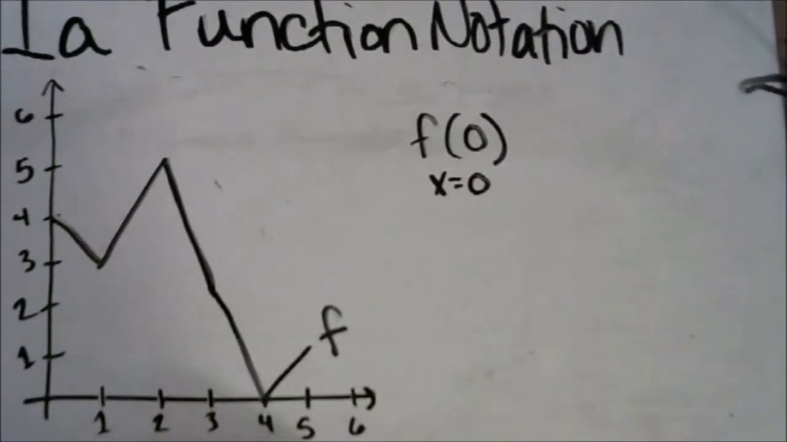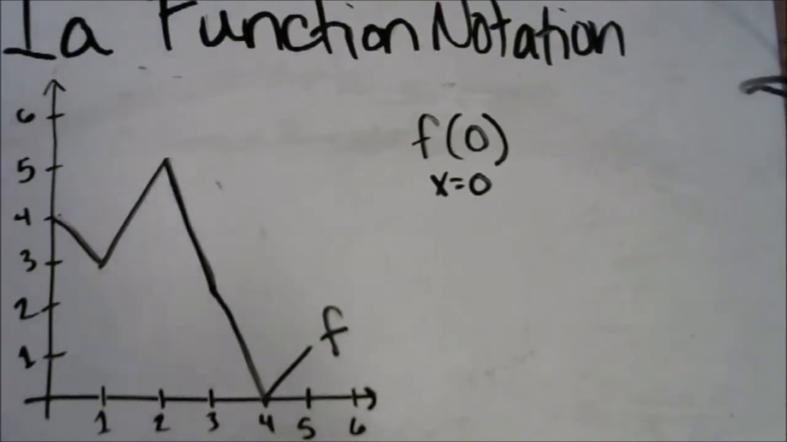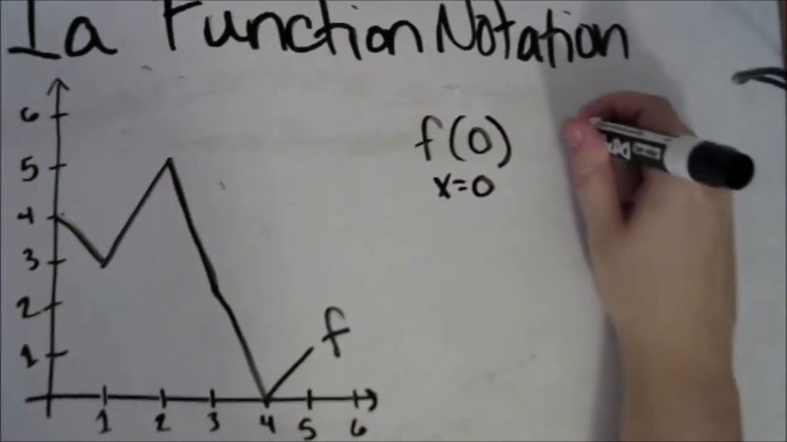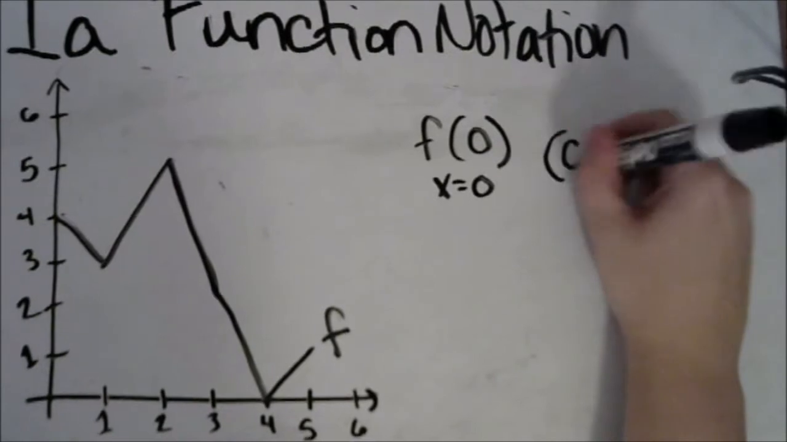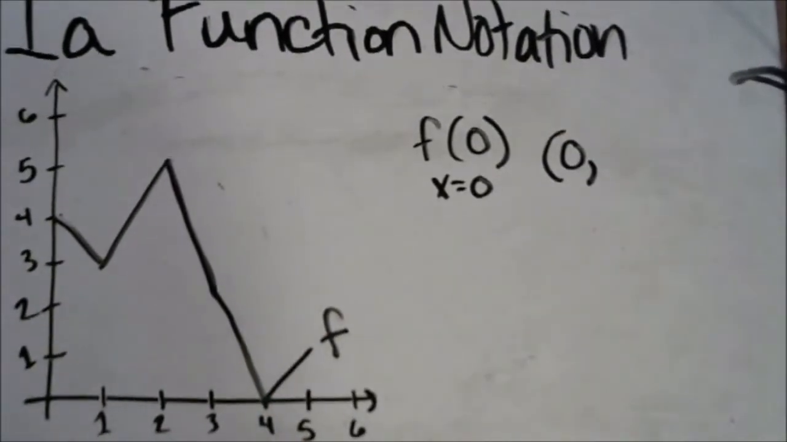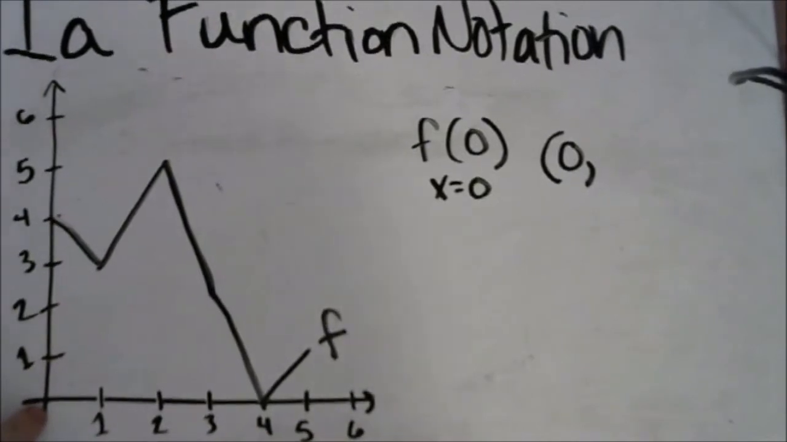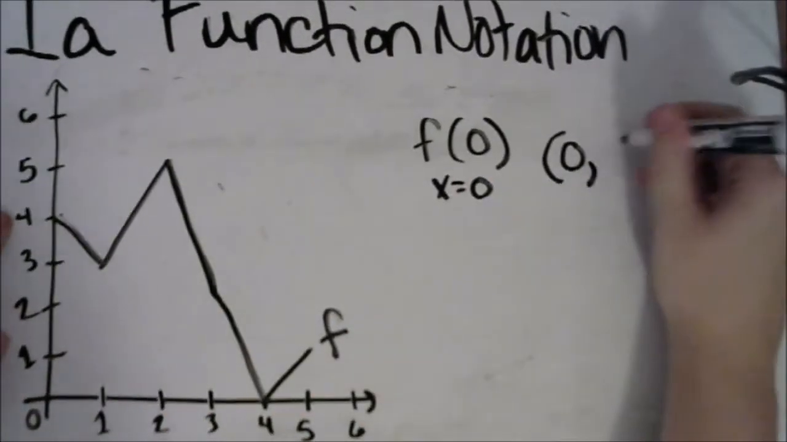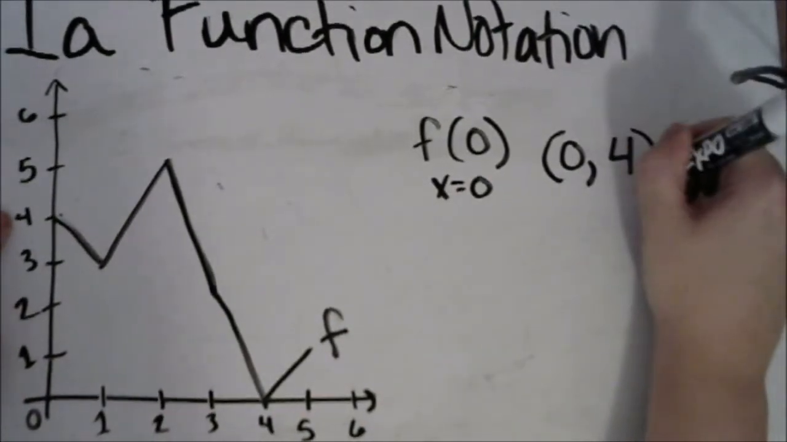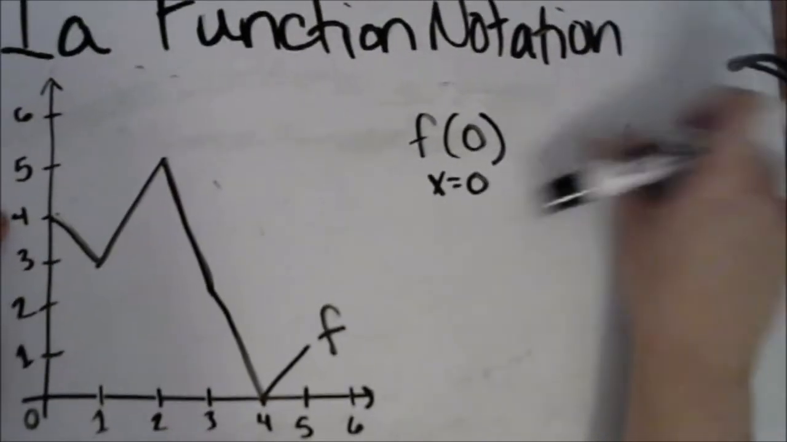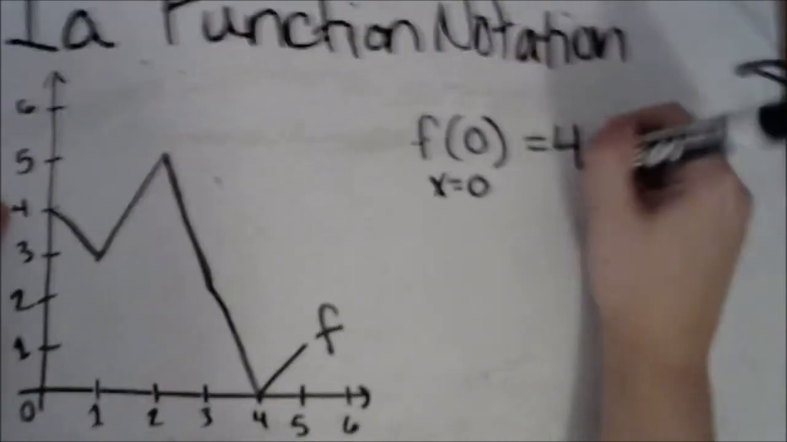And so with graphs, we organize our input-output as ordered pairs. What we're really looking for is the ordered pair when x equals 0. So let's look at our graph. X equals 0 is here at the origin, and the output when x is 0 is 4. So we can write that f of 0 is equal to 4.